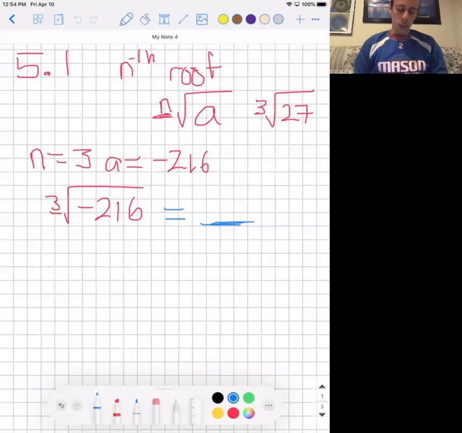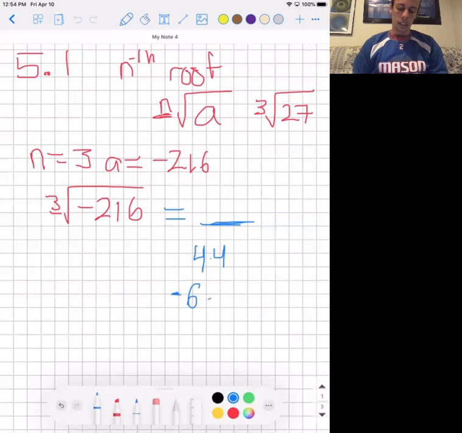If you tried 2, you wouldn't get there quite fast enough. If you tried 4, well, we could do 4 times 4 would be 16, and then multiply that by 4 again, and you get 64. So it's got to be bigger than 4. If we did 6, or actually in this case, since it's a negative here, let's try negative 6.